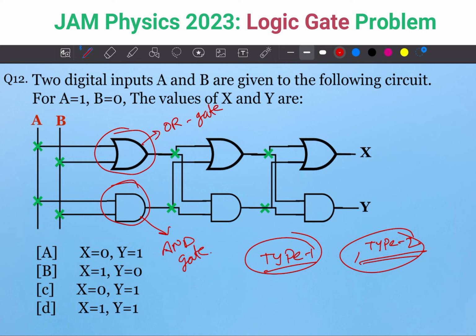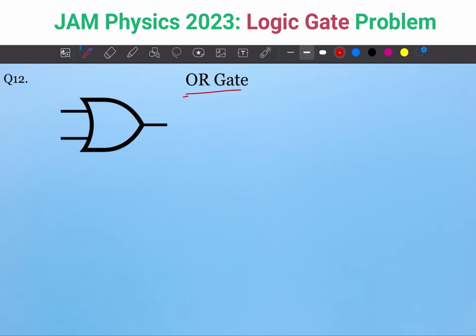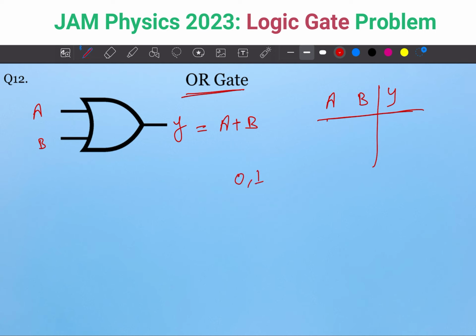Okay, so we need to know the functions of these gates. This is the symbol of an OR gate. If we give inputs A and B and the output is Y, then we can write output Y is equal to A plus B, and the truth table will be A, B and Y. So what is a truth table? A truth table is made by varying the value of A and B. In digital, the input will be only 0 and 1. So if we vary A and B as 0, 0, 0, 1, 1, 0 and 1, 1, then what will be the value of Y? Here Y is equal to A plus B.